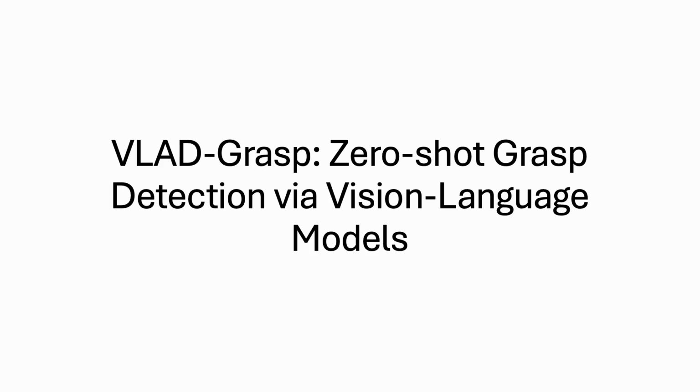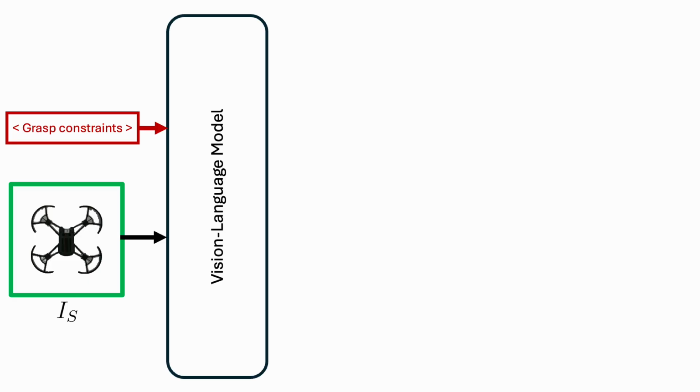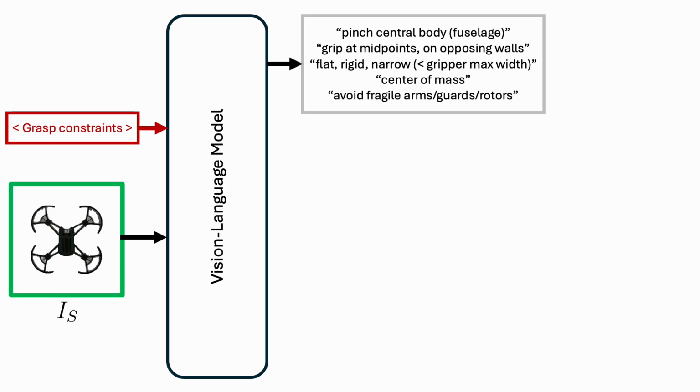We present VLAD-Grasp, a method for zero-shot grasp detection using large vision language models. In VLAD, we first query a vision language model with an image of the object to grasp along with some grasp constraints, like the gripper width and configuration. Following this, the VLM generates an intermediate output reasoning about the object shape in context of the grasp constraints.